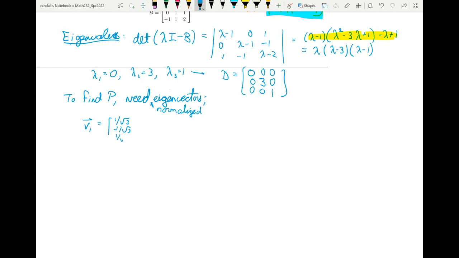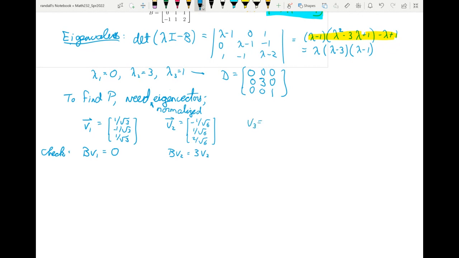And if you don't believe me, you can check that. What are we calling it? B? Yeah. B V1 should equal what? 0 times V1. Yeah, so it equals 0. Good. This is just a check, right? So not necessary if you're in a rush. V2 is minus 1 over root 6, 1 over root 6, 2 over root 6. All right. So you can also check that B acting on V2 gives me 3 times V2. Okay. So that's the eigenvector for eigenvalue lambda 2, which is 3.